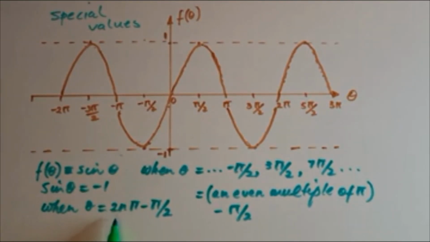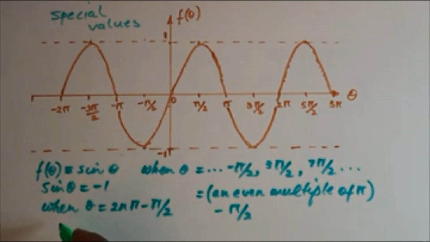An even multiple is represented by 2n. For odd, it will be represented by 2n add 1. Here we have even, so we just use 2n pi minus pi over 2, where n again belongs to the set of integers.